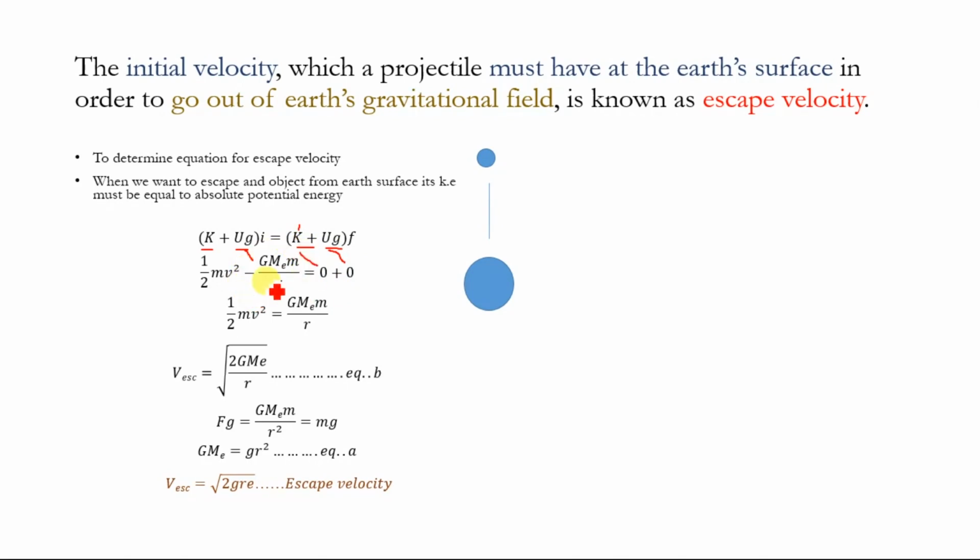This part of the equation will shift to this side of the equation, and 1/2 mv² will become equal to G Me m / r. Solving this equation for v, which will be the escape velocity, v will be equal to the square root of 2 G Me / r.